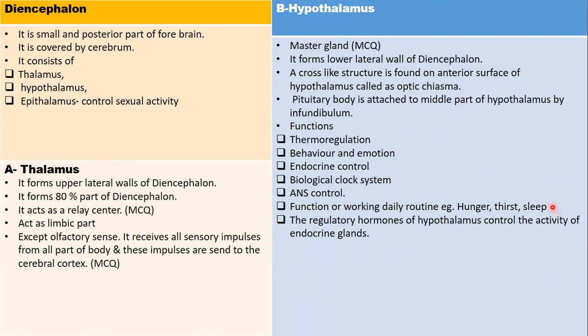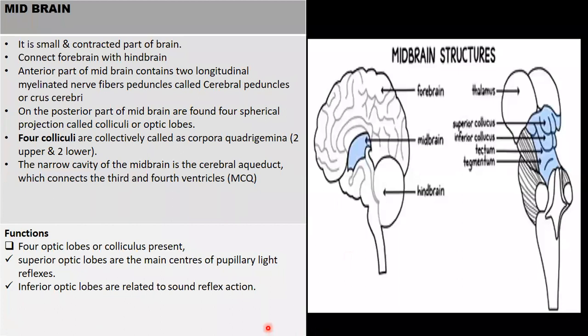In the beginning, we also studied how the central nervous system is concerned with the endocrine system. So here is the evidence of that: the hypothalamus, a part of the central nervous system, is concerned with the endocrine glands in regulating the hormones. Coming to the midbrain, it is a very small and contracted part of the brain.